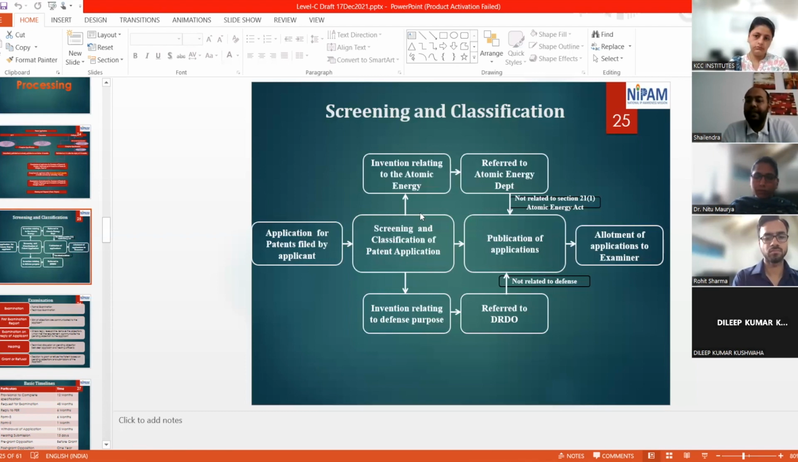we will send this application to the DRDO first of all. Now DRDO will give their approval. After their approval, your application will go for further processing. In a similar way, an atomic energy related application will go to the atomic energy department, and after getting the approval from them, we will proceed with your application in that manner.